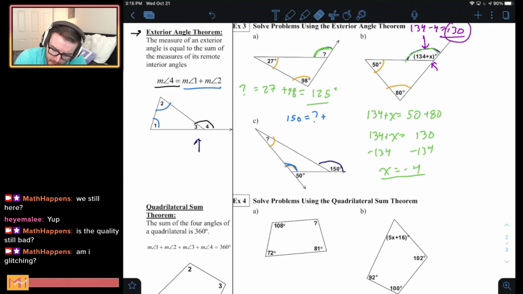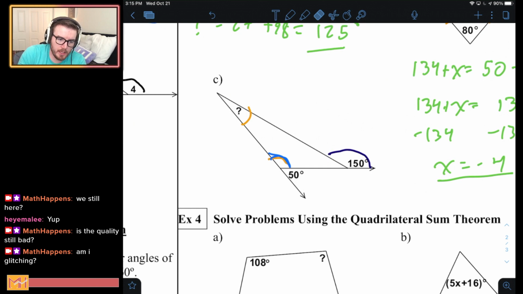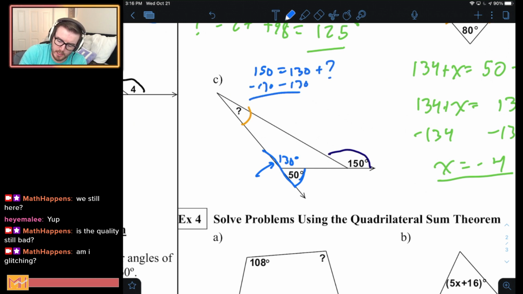So, to reset on this problem, here's the exterior angle, and here's the two interior angles. We got to use a little bit of knowledge here that I might not be given: this is a straight line, and if this is 50, the angle right here has to be 130. So 150 equals 130 plus question mark. Boom. Subtract the 130, we get our question mark of 20.